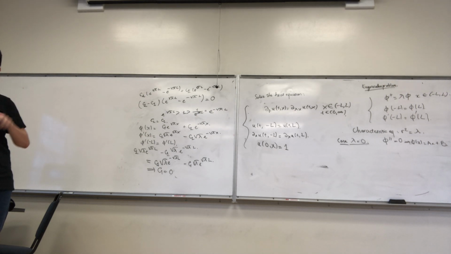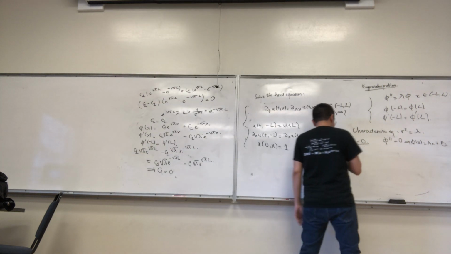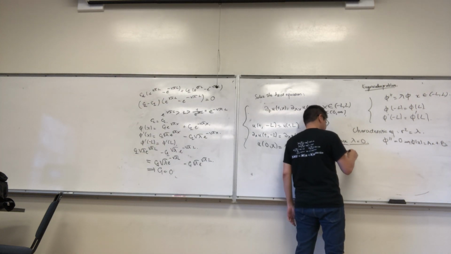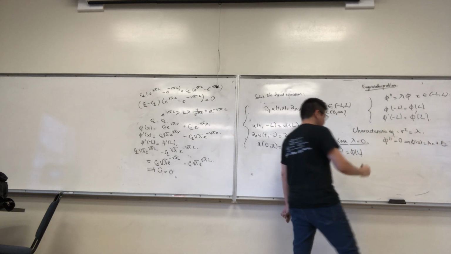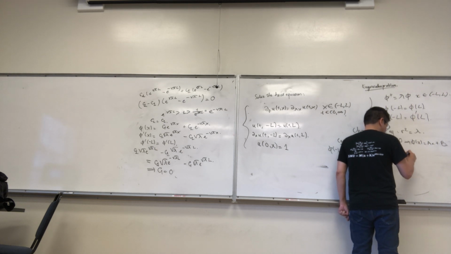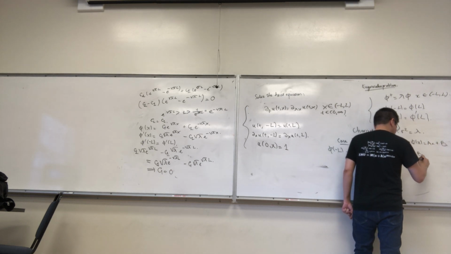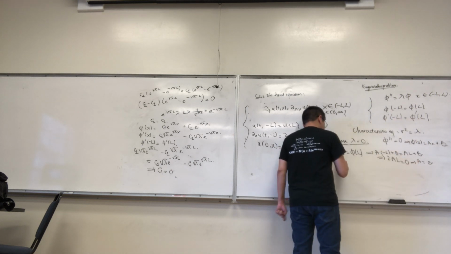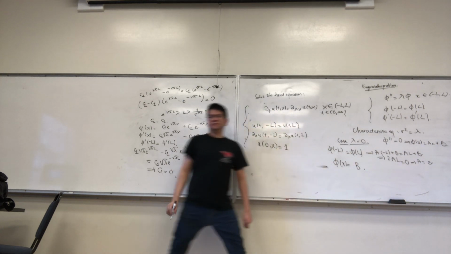So now you plug in the first boundary condition. In this case, you have a times minus L plus b is aL plus b, which gives me 2aL is 0, which means that a is 0. So phi of x is then b.